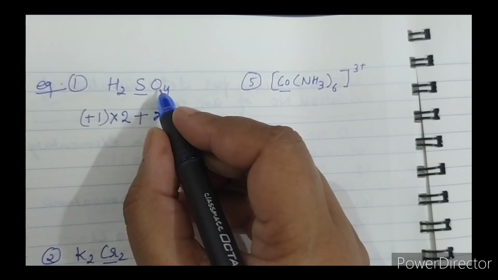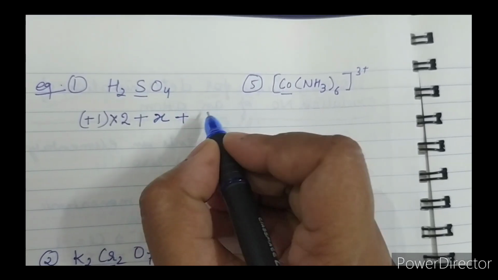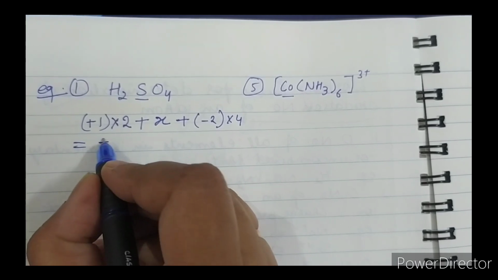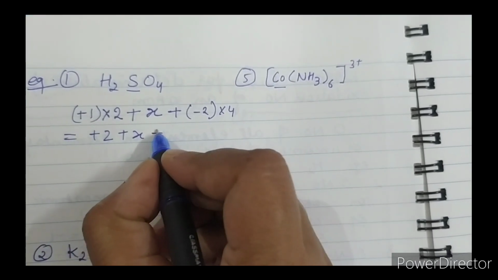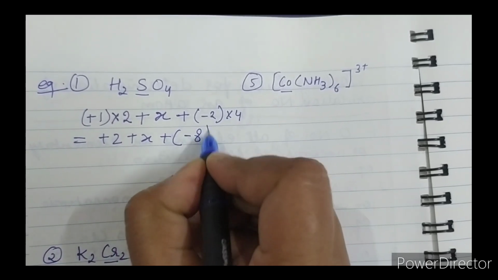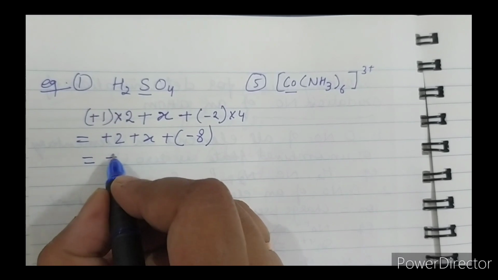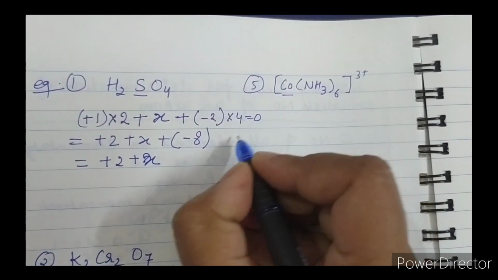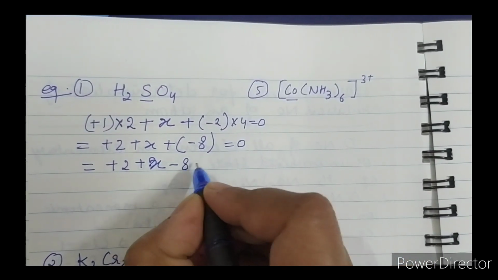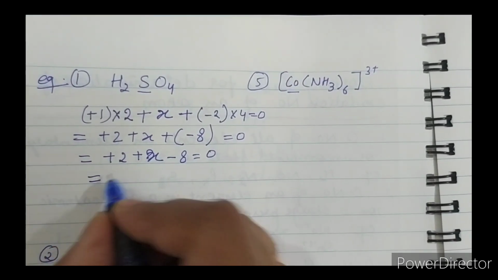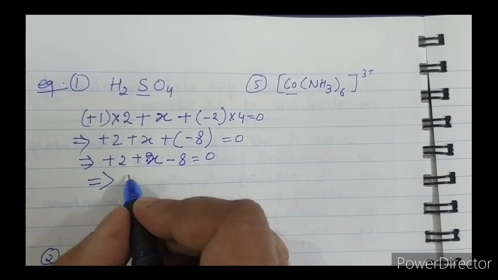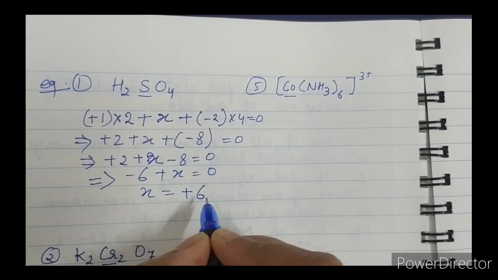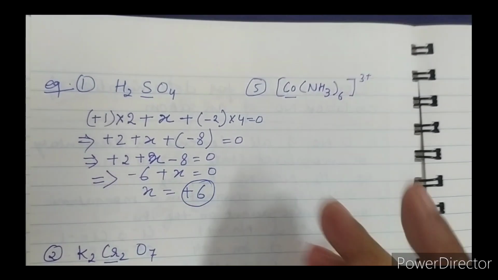Next, the oxidation number of oxygen will be taken as -2, and there are 4 atoms of oxygen, so we will multiply it by 4. Now solve it. We will get 2 × 1 is 2, plus X, plus 4 × -2 is -8. So we write -8 + 2 + X equal to 0, because it is a neutral molecule. Minus 6 plus X is equal to 0, and X will have the value of +6. So here the oxidation number of sulfur will be +6.